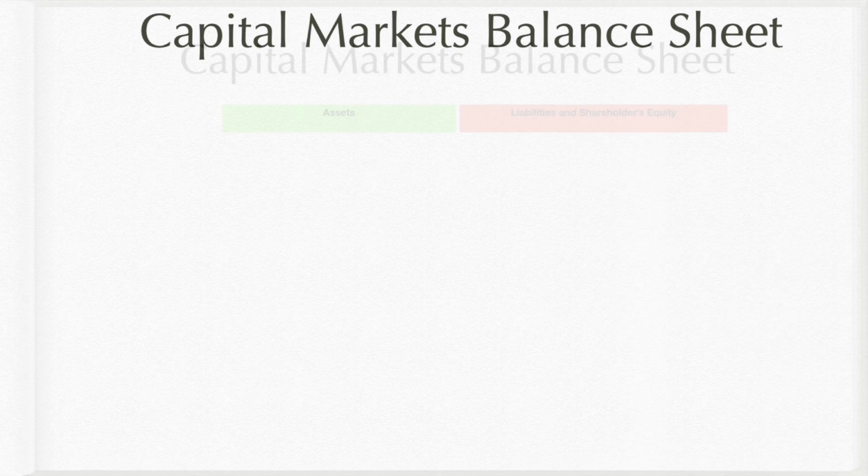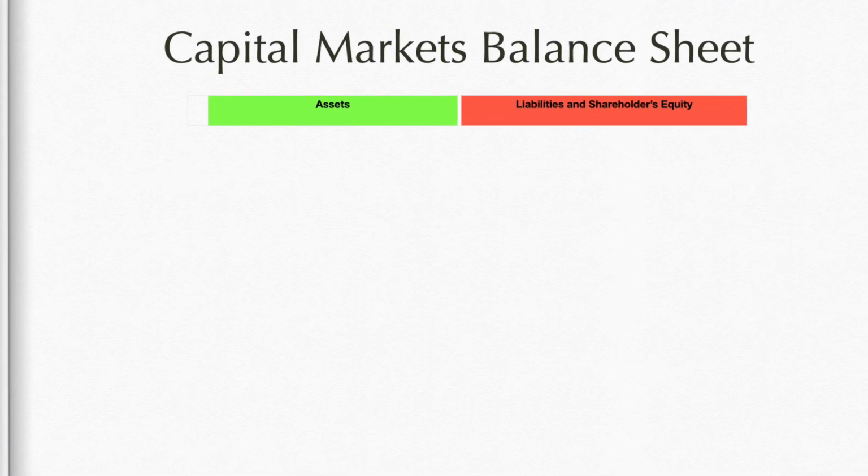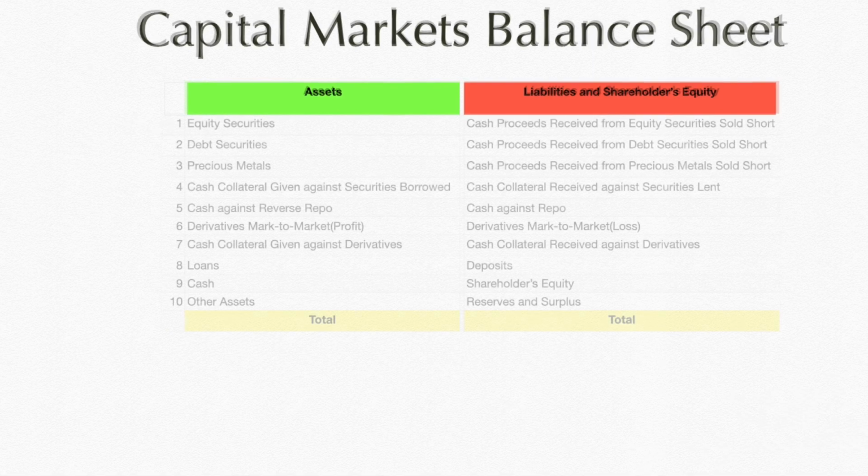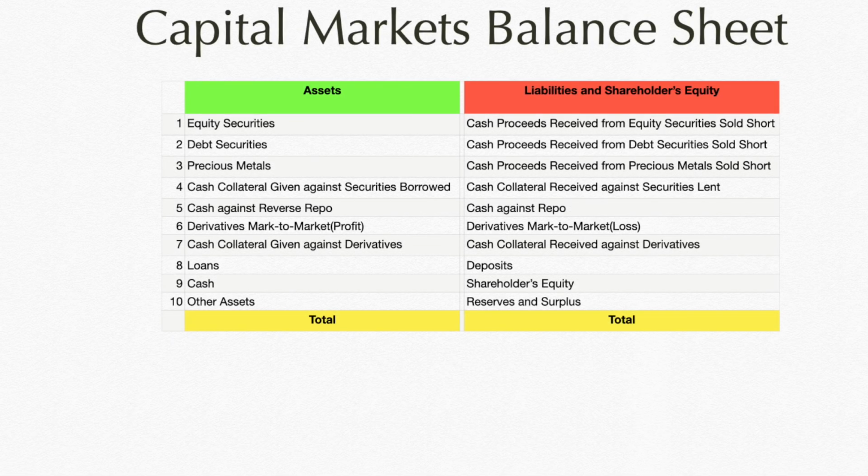To understand a bank, we need to understand a bank's balance sheet. Let's start by looking at what a capital market balance sheet looks like, and then in the later videos, we can go into the details of how the balance sheet translates to revenue. As you can see in this capital market balance sheet, we have assets on the left and liabilities and shareholders' equity on the right. We have 10 major items on this balance sheet.